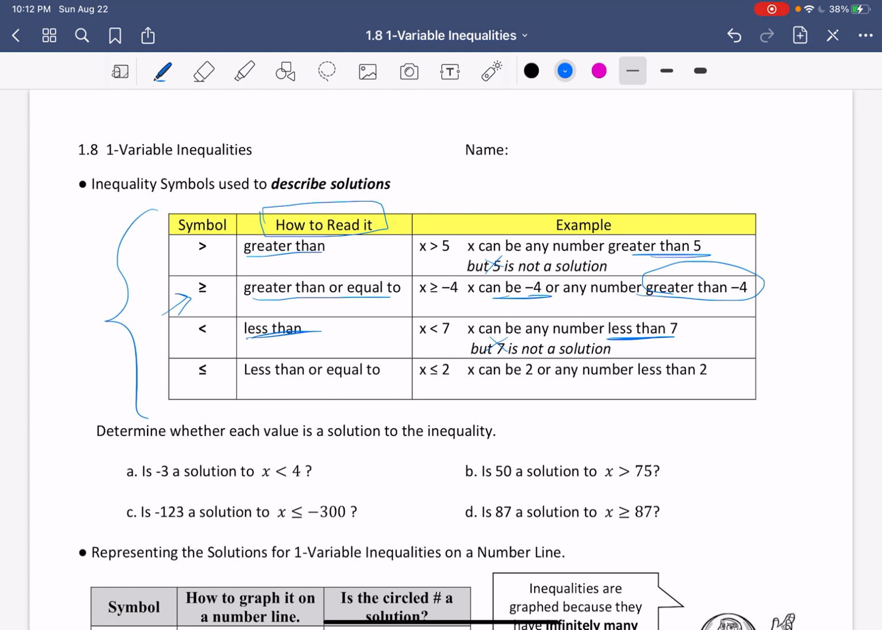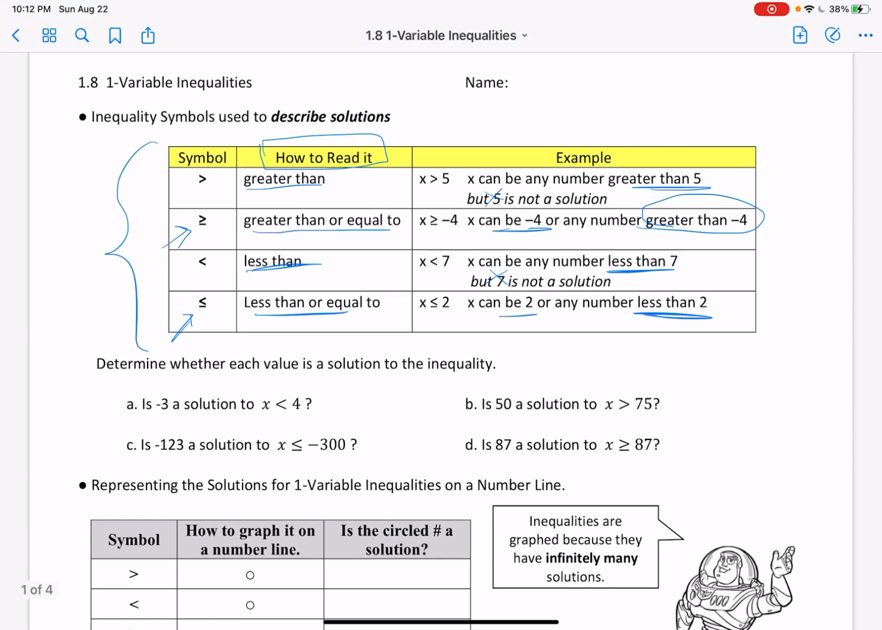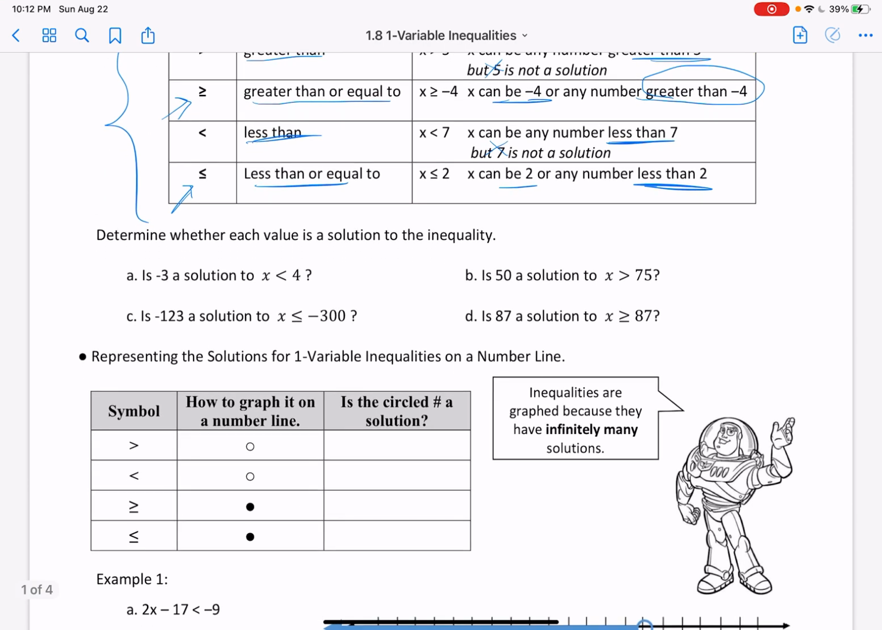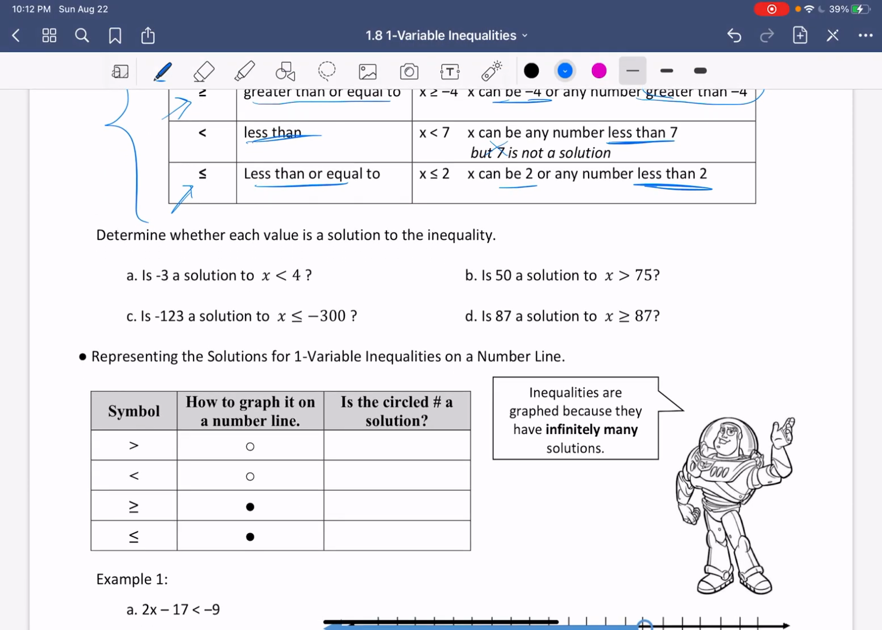Which leads us to our last symbol, less than or equal to. Notice we add our little equal to under there one more time. So now we've got x is less than or equal to 2, and that tells us that x can be 2, or it can be any number less than 2, so it could be both. All right, so let's look at these next examples and determine whether each value is a solution to the inequality.